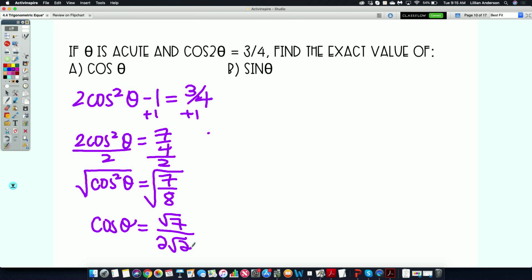Can I leave it like that? You know you can't leave that like that. You cannot have a radical in the denominator. So we have to rationalize. Multiply your top by square root of 2 and your bottom by square root of 2. So then cosine theta is square root of 14 all over 4.